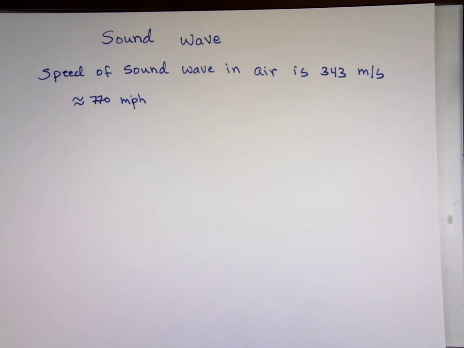The speed of sound wave in air is 343 meters per second, which is approximately 770 miles per hour. So we're going to use that to do some quick calculation for us.